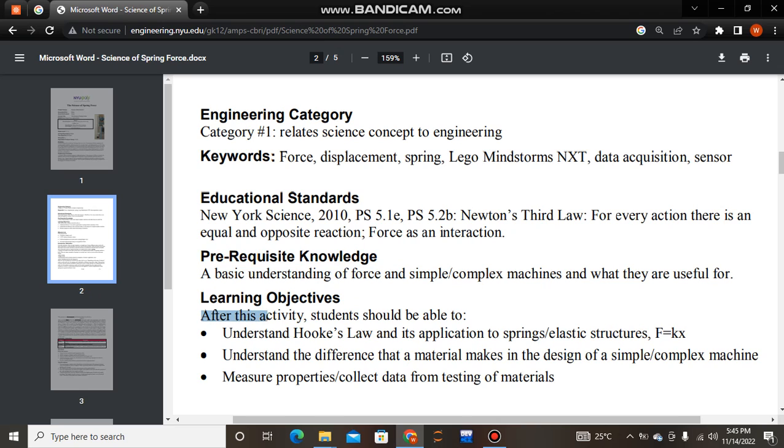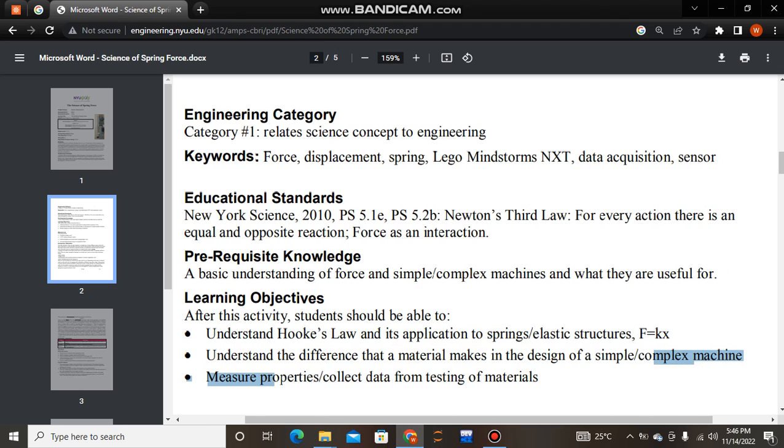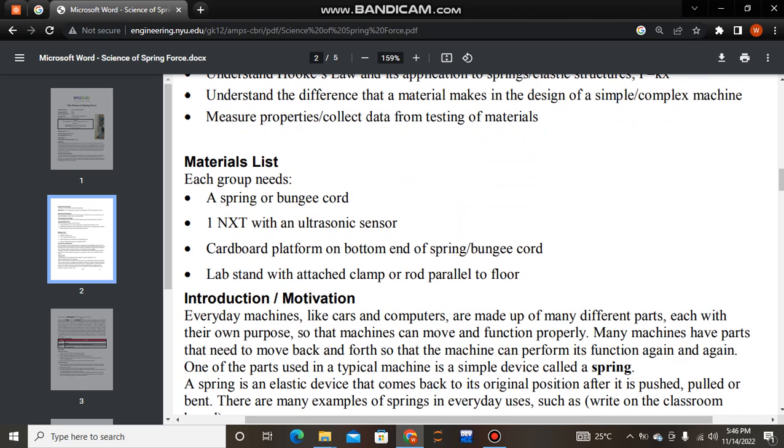Learning objectives: after this activity the student should be able to understand Hooke's law and its application to springs and elastic structures, F = kx. Understand the difference that a material makes in the design of a simple or complex machine. Measure properties and collect data from testing of materials.